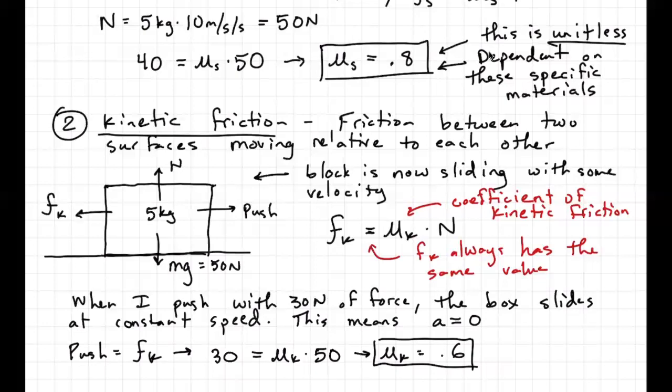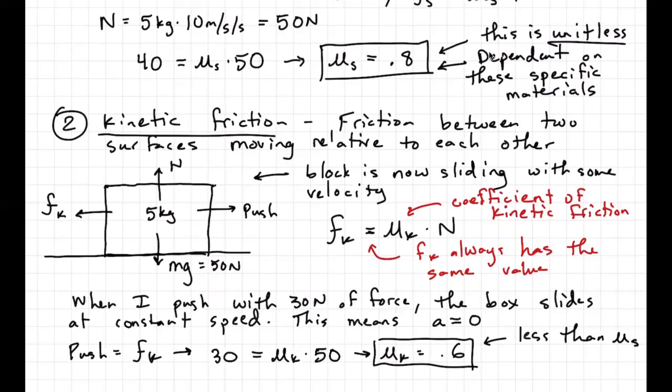Note that this is less than mu s. And in general, mu k will be less than mu s. The two surfaces are stickier when they're not moving relative to each other than they are when they're moving relative to each other. That's what that says. So that's an example of how you would use this model. It's really useful to know that the friction scales linearly with normal force. And that'll turn up in some of the problem solving that we do.